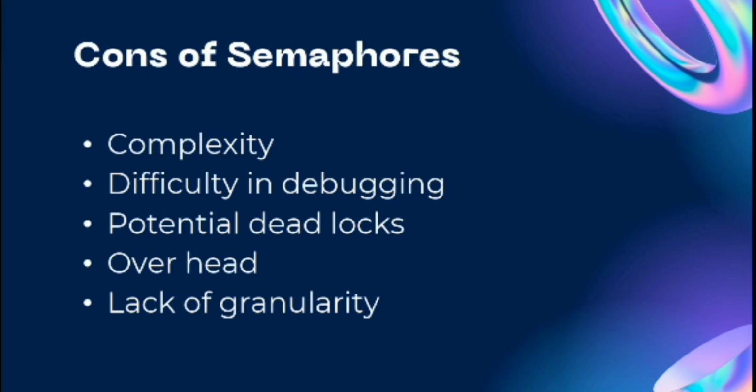And moving to the other one, overhead. Semaphore operations, signal and wait, have some overhead which can impact performance, especially in high contention scenarios. And moving to the final one, but not the least, lack of granularity. Semaphores are not as fine-grained as mutexes, making it challenging to protect specific data structures within a larger critical section.